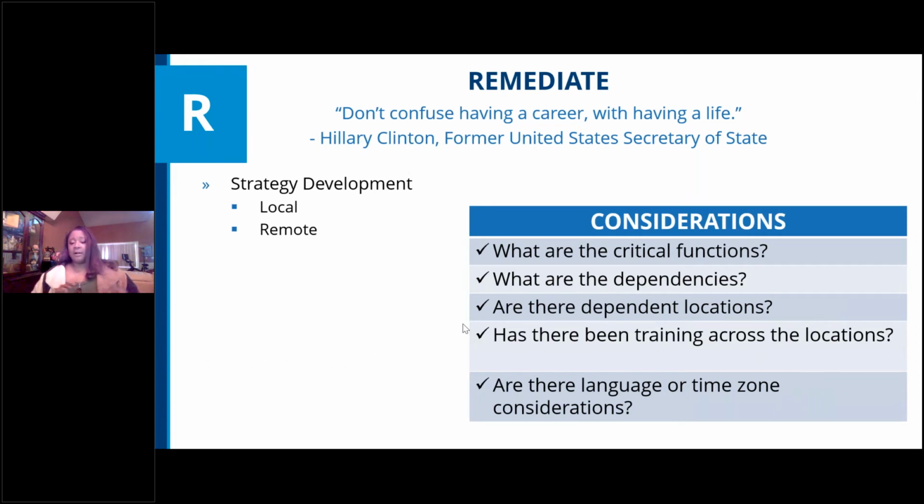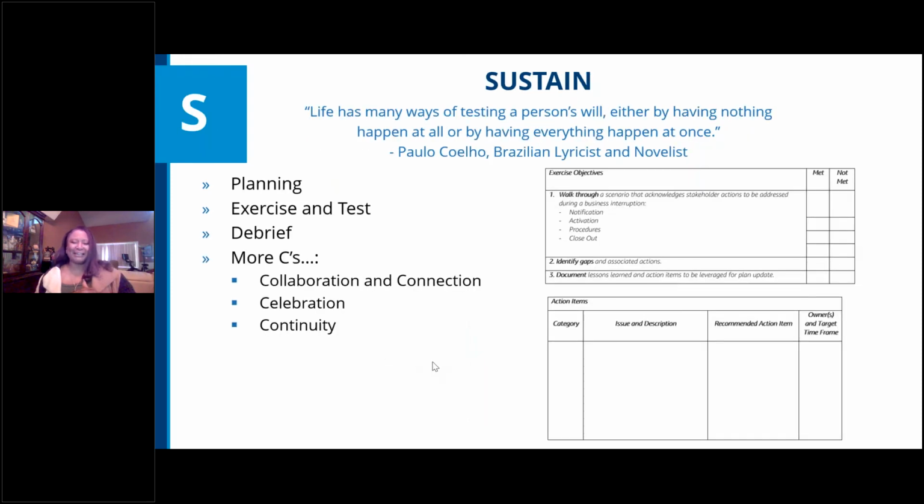Again, are there other dependent locations? What are the dependencies, the critical functions? We're pulling all of this information in. So Remediate is really about identifying that alternate strategy. Now, when it comes to remediation, that then feeds directly into the sustain mode.